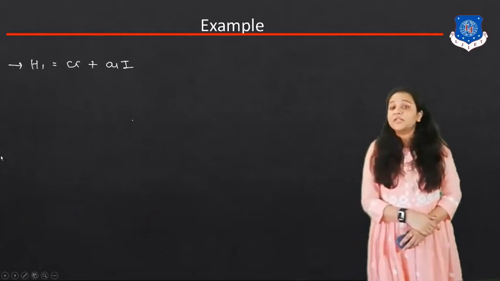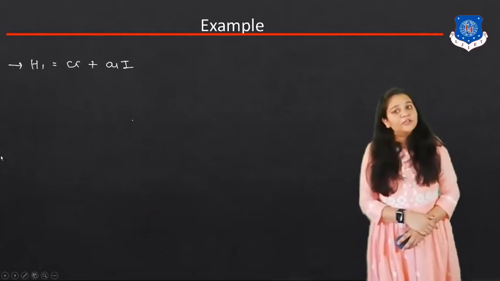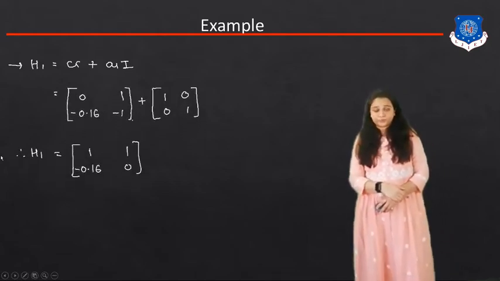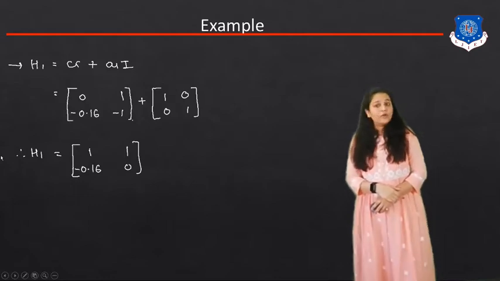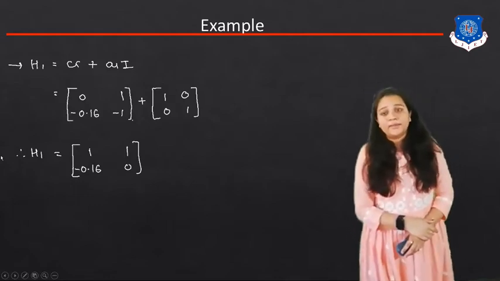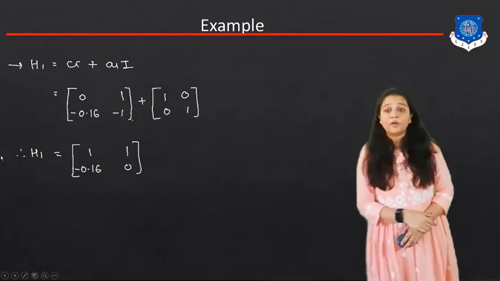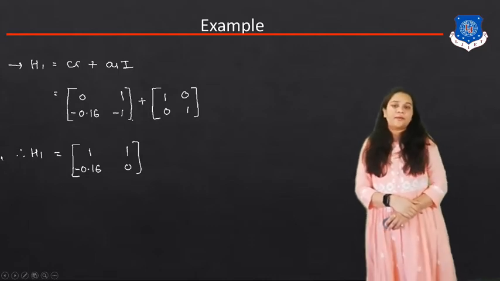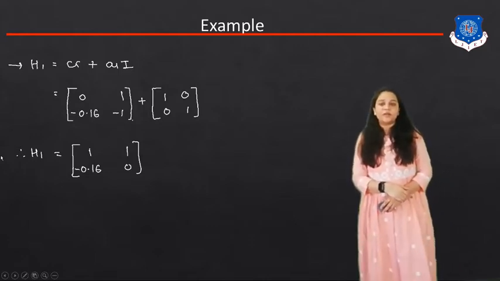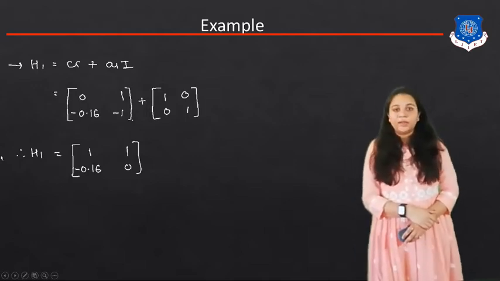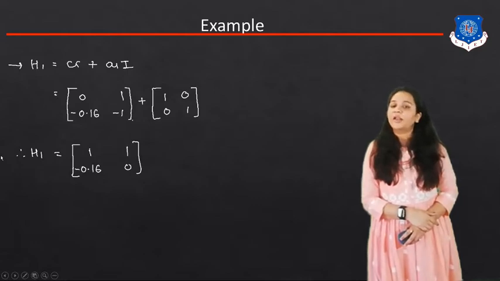Now H1 is equal to G plus a1 I, right? So put the values of G and a1 in this equation. G is [0, 1; -0.6, 0, -1], and a1 equals 1, so a1 I is [1, 0; 0, 1]. We simply add these two matrices. We get H1 equal to [1, 1; -0.6, 0]. Clear?